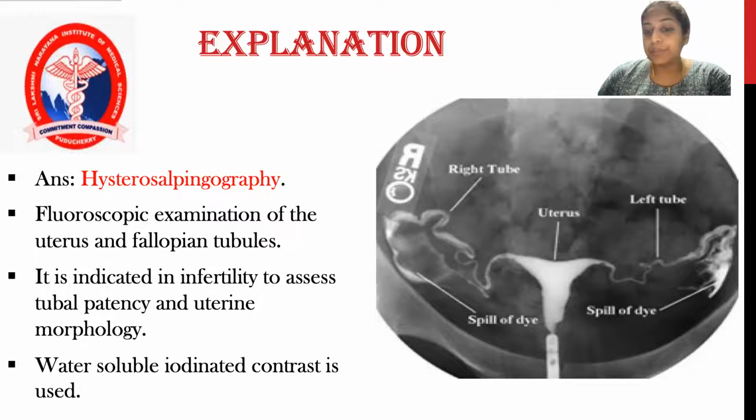The normal uterus is usually triangular in shape. Then we see these thin tubes on both sides with the peritoneal spill, that is the spill of the dye, which has been marked.